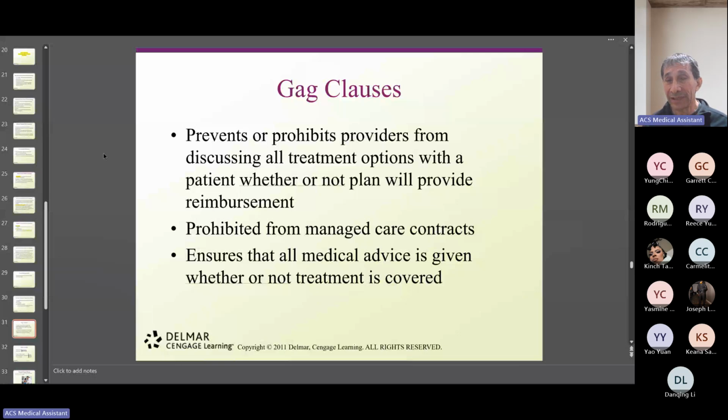So again, that's basically what a gag clause is. Even if you don't have money to do the treatment, one of your rights as a patient is that I have to offer it to you. Let me give you an example. You have insurance and you know that this insurance will not cover this particular procedure. We as medical doctors know certain services go beyond what the insurance might cover.